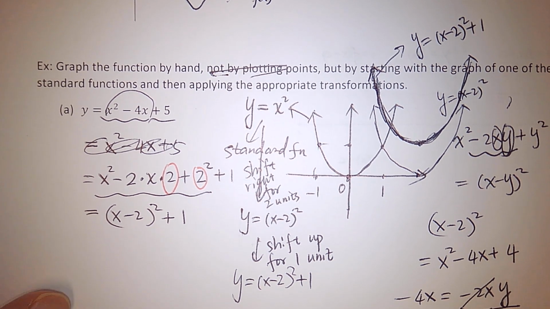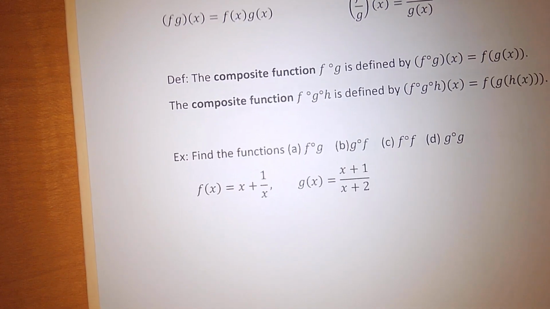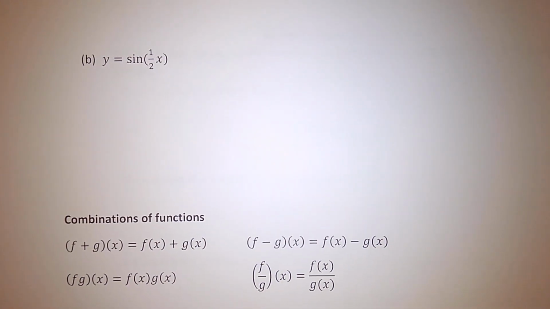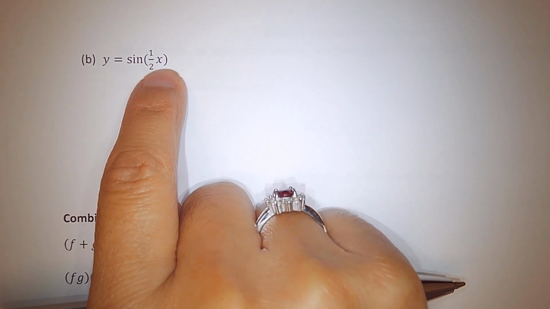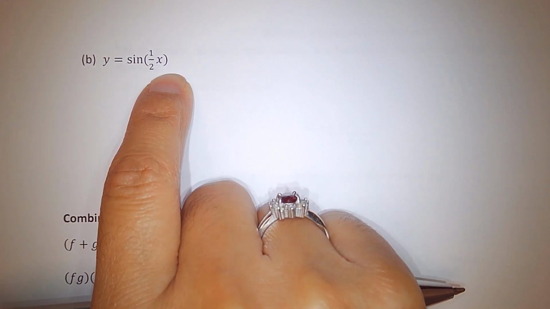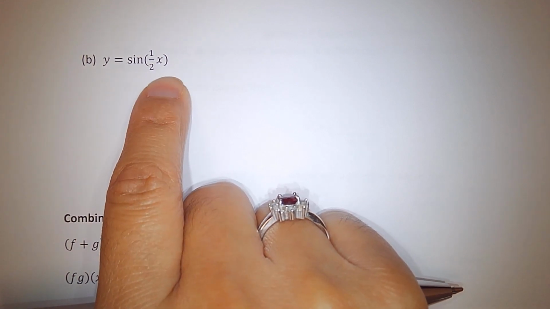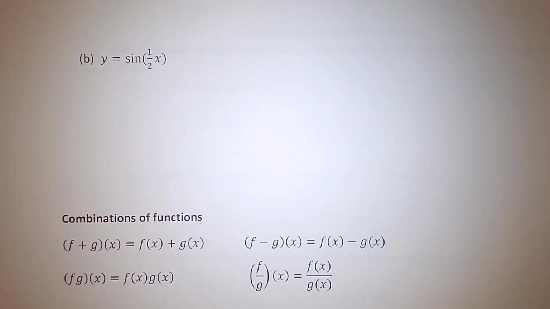Okay, any question about this problem? No? Okay. All right, so let's move on to the next page. Okay. All right. So also graph y equals sin of 1/2 x without plotting points, just by transformation. So can you come up with a standard function from this function? What is the standard function? Sin of x, right?